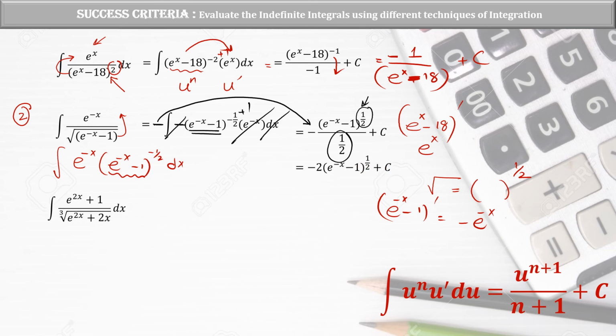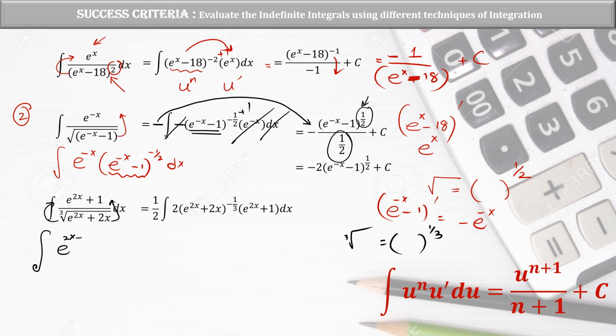Let's see this one. Here the cubic root of e to the power 2x plus 2x is written. Once we bring it up, we should know that the cubic root has a power of 1 over 3. So bring it on the top and you will get the power as negative 1 over 3. I am writing here to show you: e to the power 2x plus 1, which is already written in the numerator. And we bring up e to the power 2x plus 2x as it is, with the power negative 1 over 3, dx.